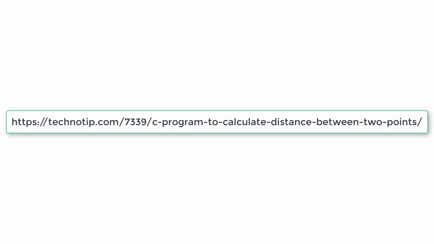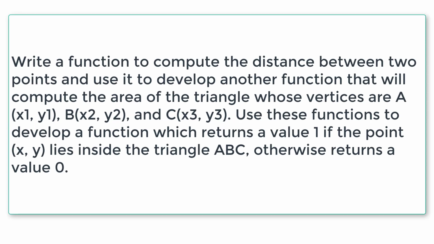Let us continue reading the problem statement. Write a function to compute the distance between 2 points. We already covered that. And use it to develop another function that will compute the area of the triangle. So how is it even related? The user might enter 3 points for the triangle, and we need to compute the distance between these points using the first function and then calculate the area. Simple. So use it to develop another function that will compute the area of the triangle whose vertices are x1 y1, x2 y2 and x3 y3.